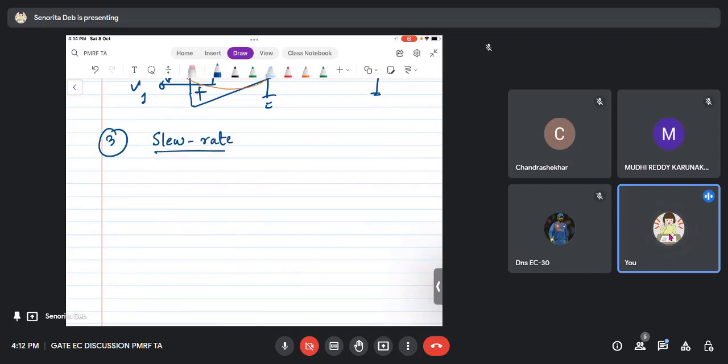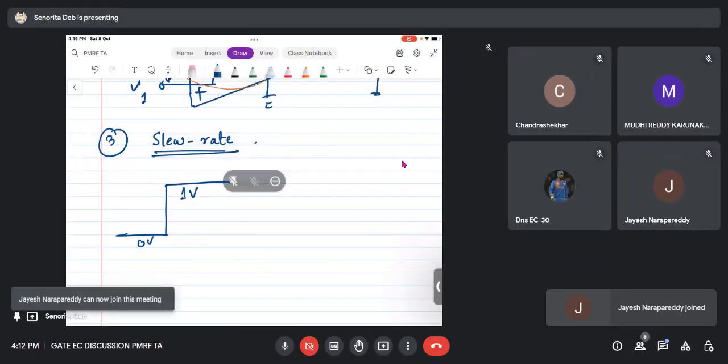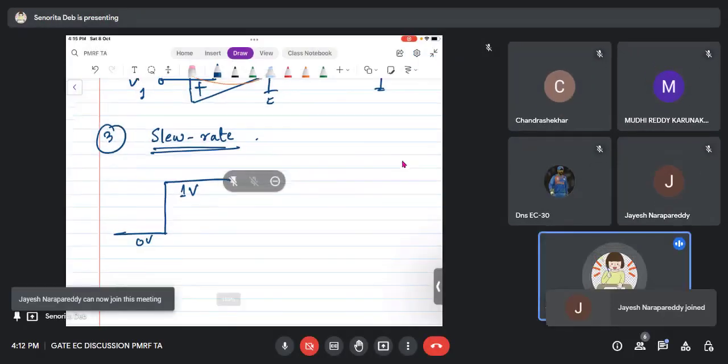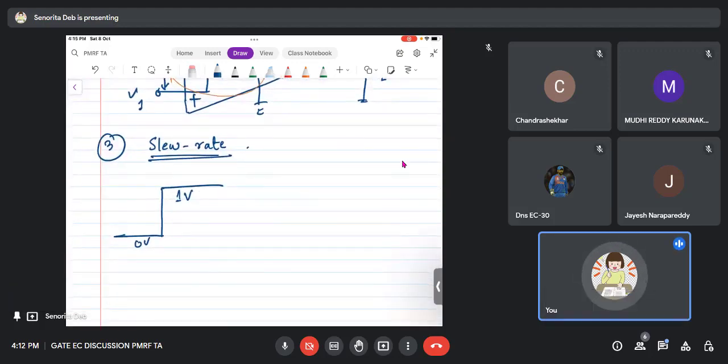So slew rate basically decides that if I change my input, suppose you are giving an input from an external signal generator, and that input is changing. Suppose you gave a step, so the input changed from 0 volts to 1 volt. How fast is this transition happening? How fast is the input changing from 0 to 1 volt?